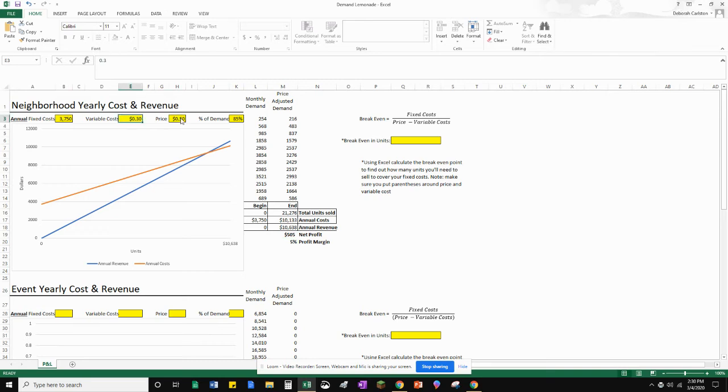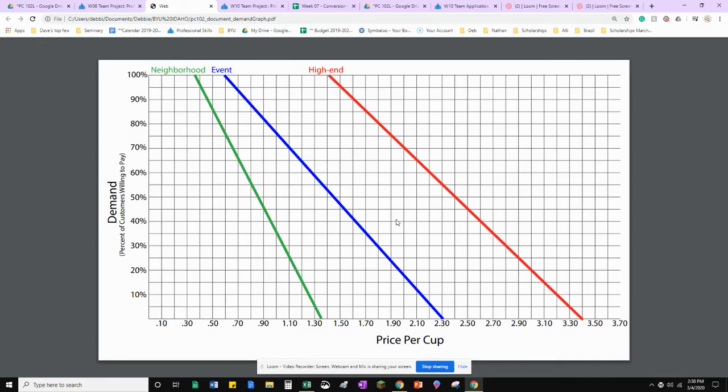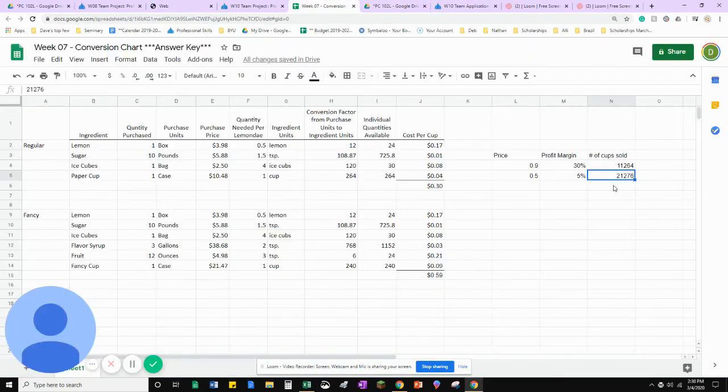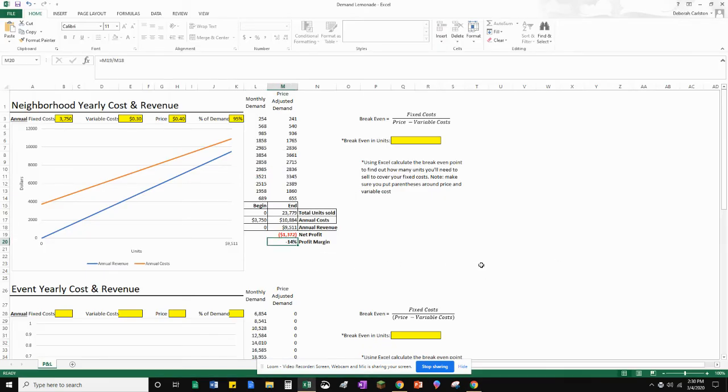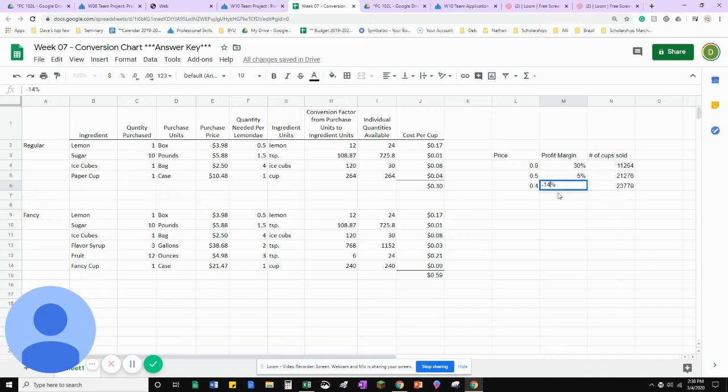I need my computer to work. 40 cents, and then 95% of the customers. So at 40 cents, I sell 23,779 units. So that's really good if I want to reach a lot of people. But unfortunately, my profit margin is negative 14%. So that is not a number that I want to sell at, because then I won't make any money.